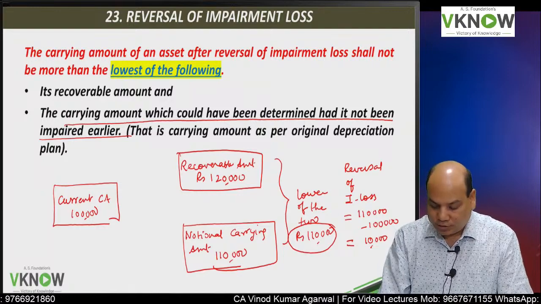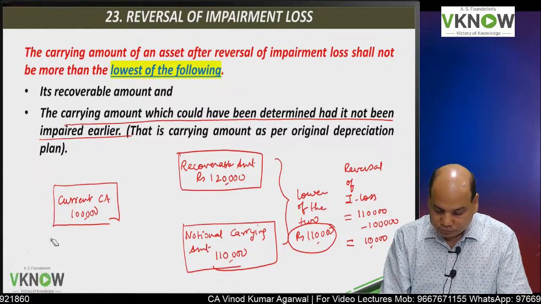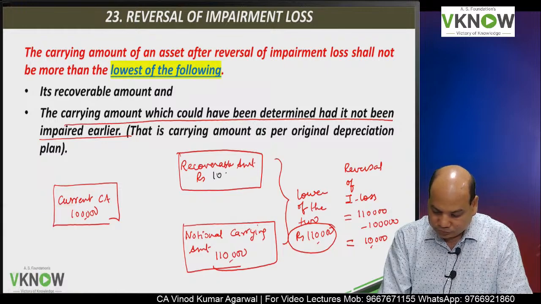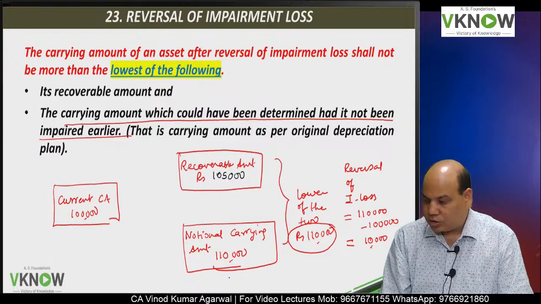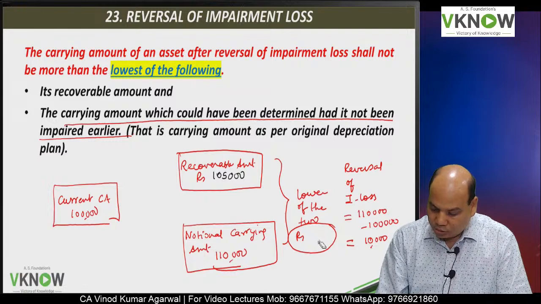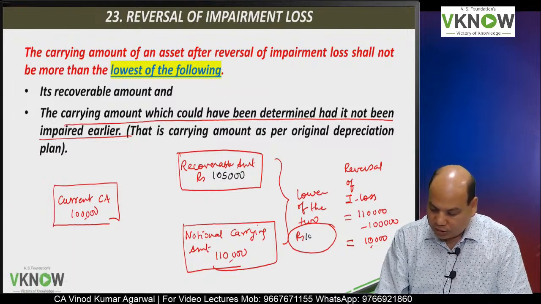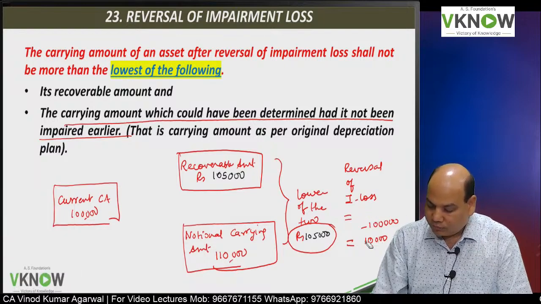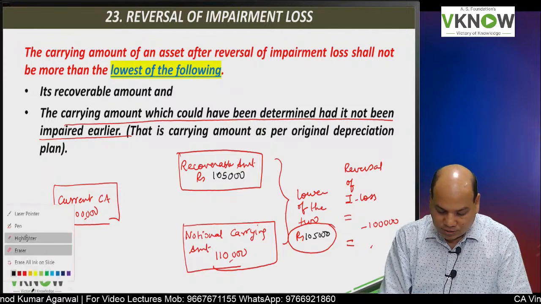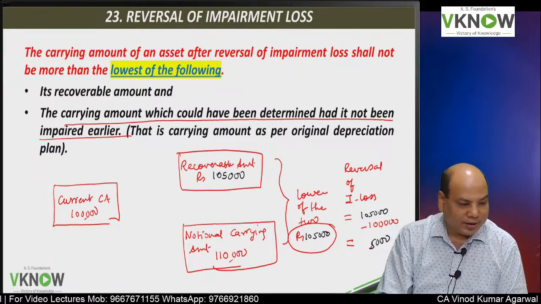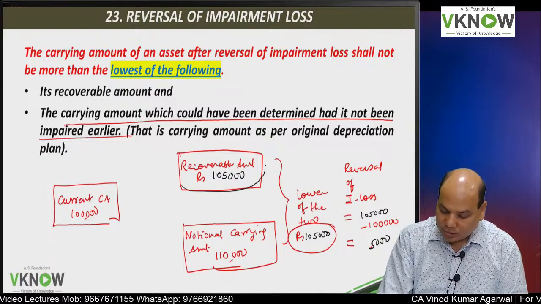I will give you another example now. Suppose the recoverable amount is 1,05,000 and the notional carrying amount is 1,10,000. Then in that case I will take the lower of the two, which is 1,05,000, and the reversal of impairment will be 1,05,000 minus 1 lakh, and that is equal to 5,000 only. So you cannot exceed the lower of the two.